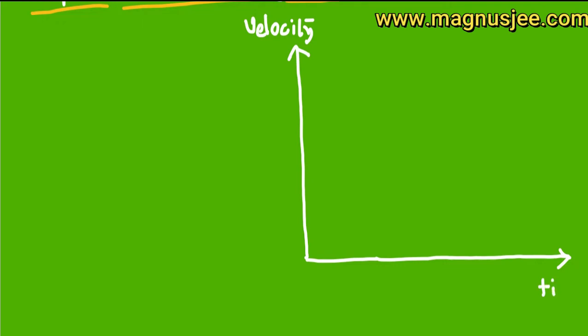Here this is the velocity time graph. In the velocity time graph, the horizontal axis is the time axis and the vertical axis is the velocity axis. This is a velocity time graph.